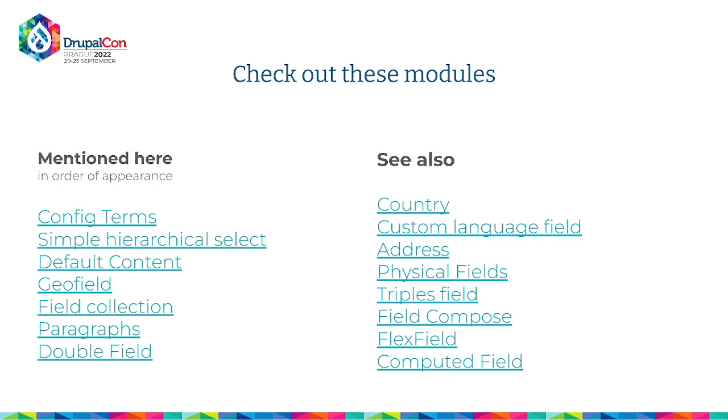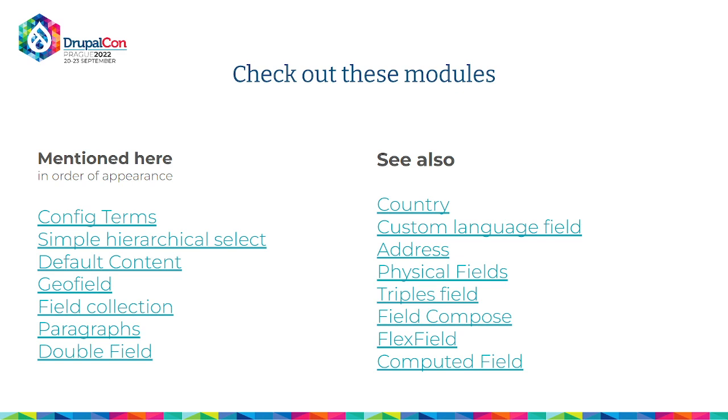So I mentioned a few of these modules, which are very helpful when we're trying to solve those site building patterns that I was mentioning earlier. I would also recommend you have a look at the code that is included in those other modules. The country module is one of my favorites. Of course, that just provides a list of countries as included in Drupal Core. The custom language field does the same with the languages, but allows you through configuration to add a few more.